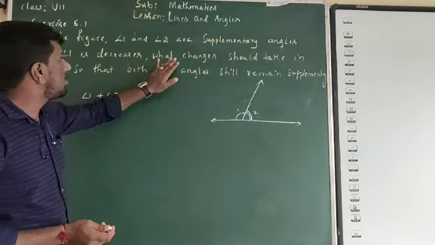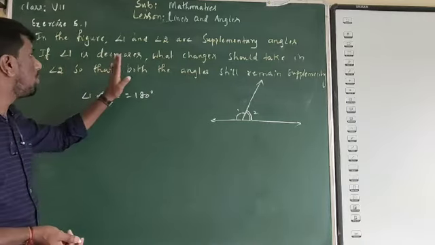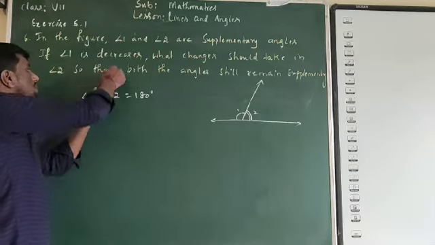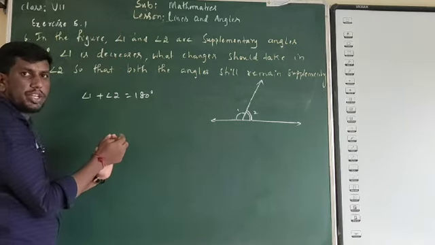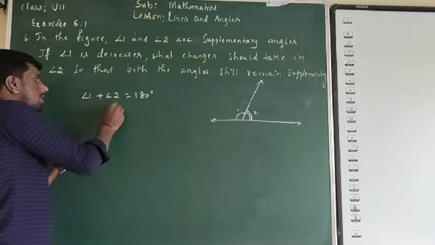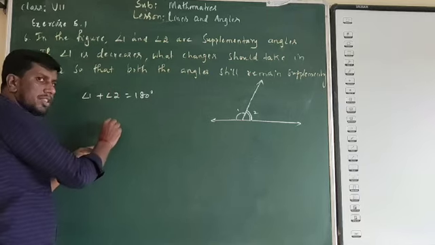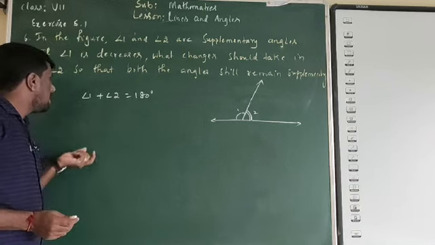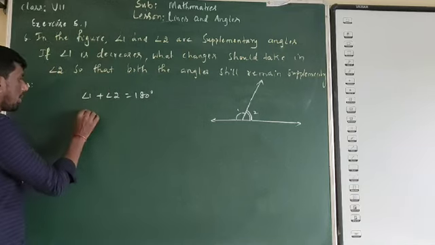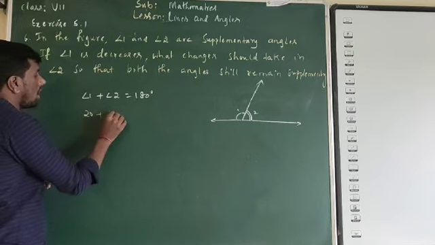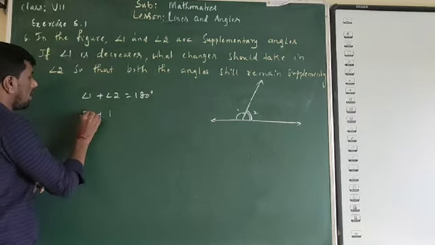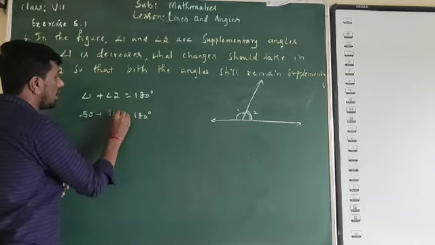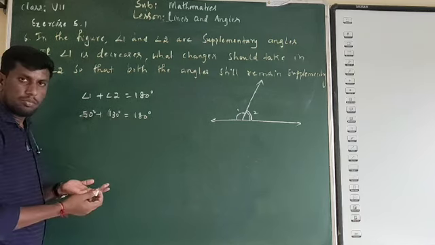If angle 1 decreases, what changes should take place in angle 2 so that both the angles still remain supplementary? If this decreases, then this will need to increase. Then only is it equal to 180 degrees. If you decrease one and keep the other angle the same, the sum is not 180 degrees. Then if this is decreasing, you should increase this. Suppose I take a particular angle, this is 50 degrees and let us assume this is 130 degrees. The sum is equal to 180 degrees, right? So these two angles are supplementary.